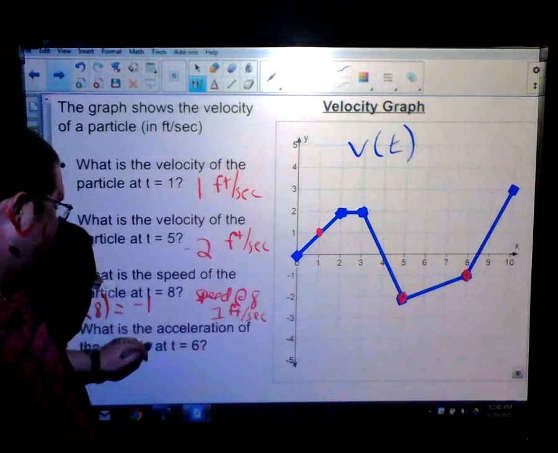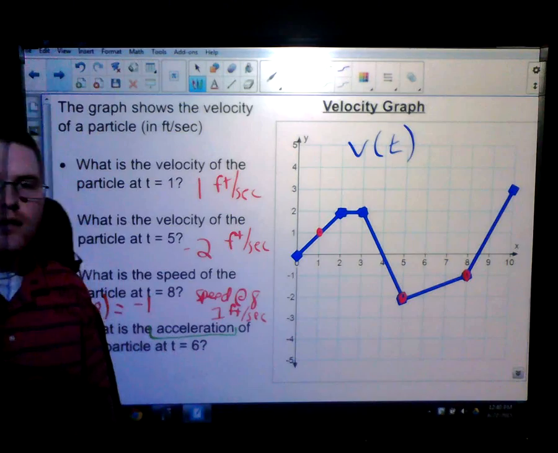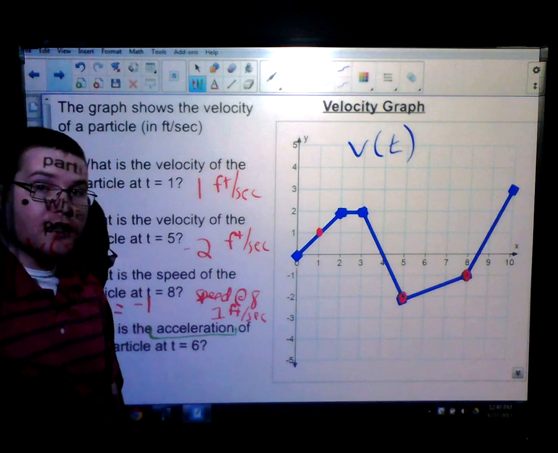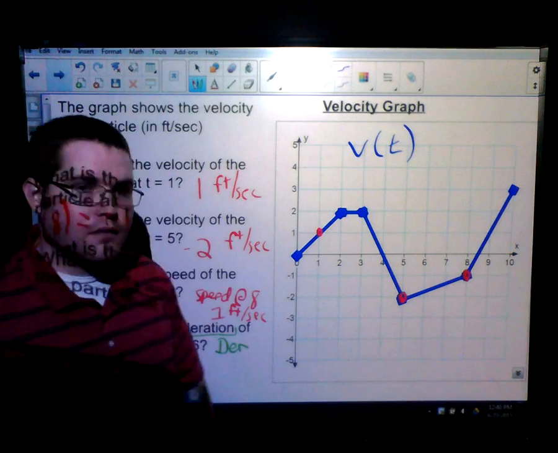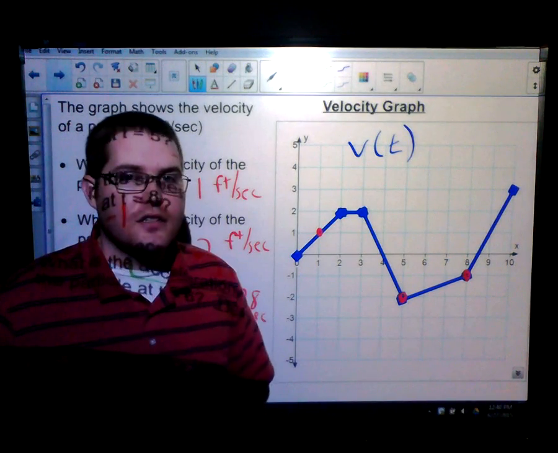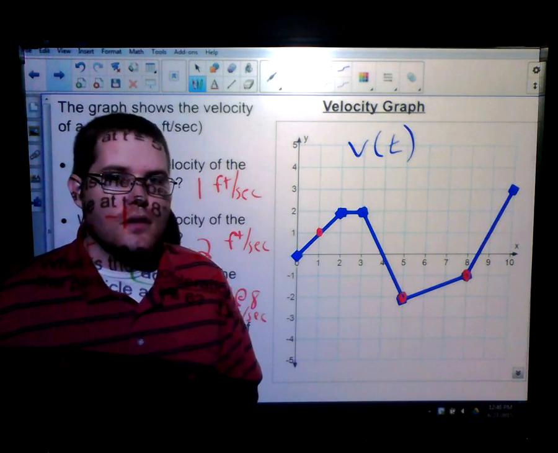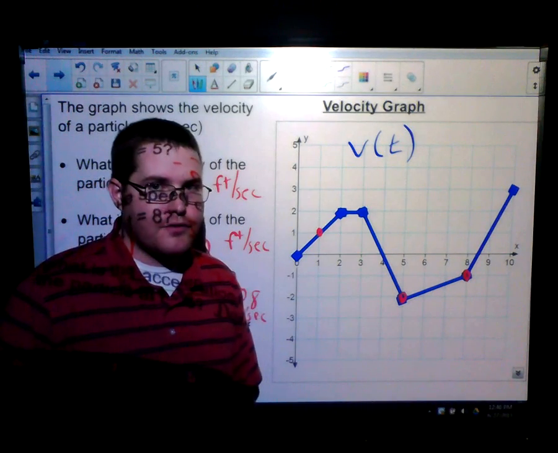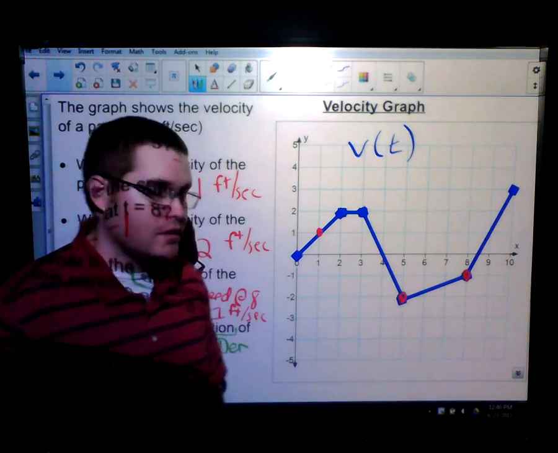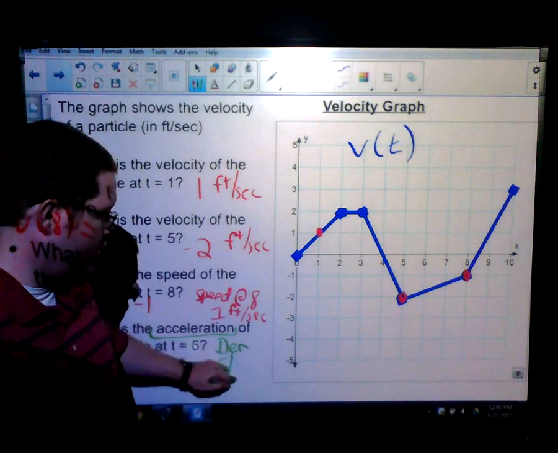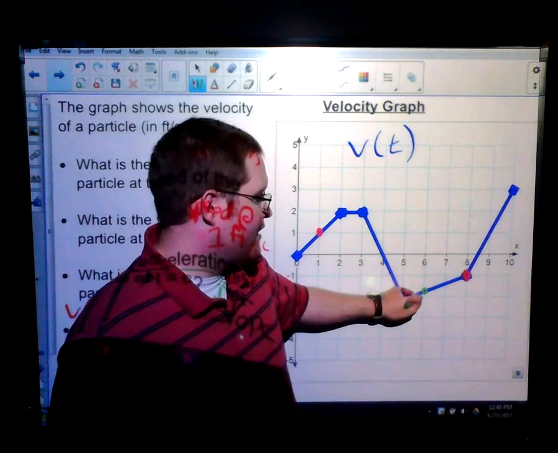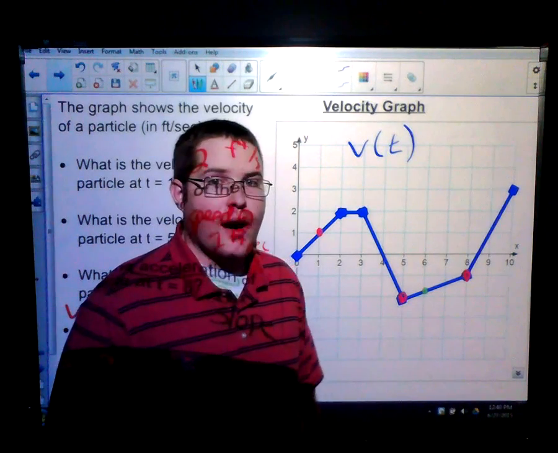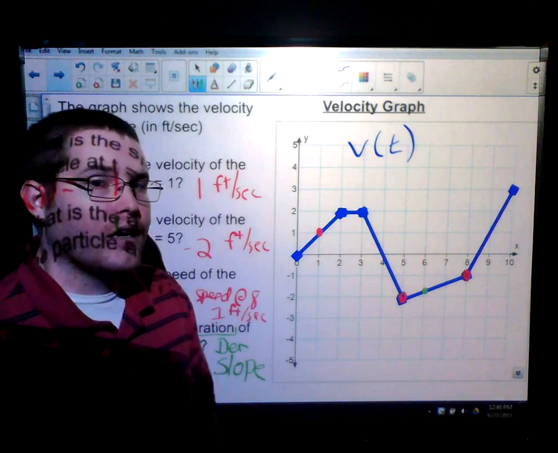What is the acceleration at 6? Okay? If I have velocity and I want acceleration, what's the relationship between velocity and acceleration? It's the derivative. But I don't have an equation to take the derivative of. I have a graph. What is derivative on a graph? What's another word for derivative? Slope. So I want the slope at 6.